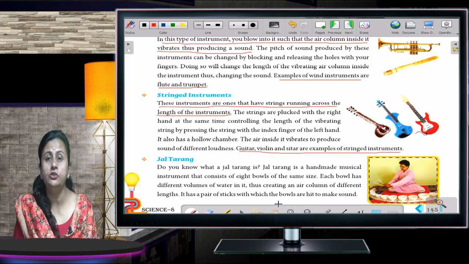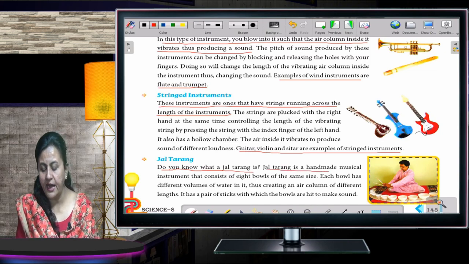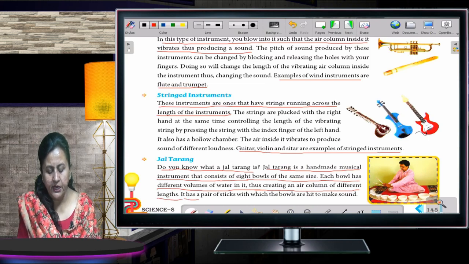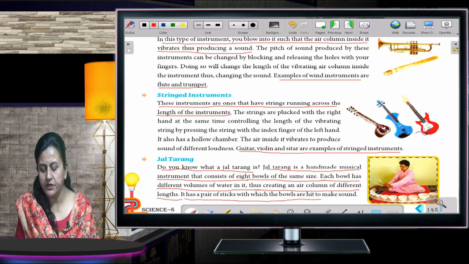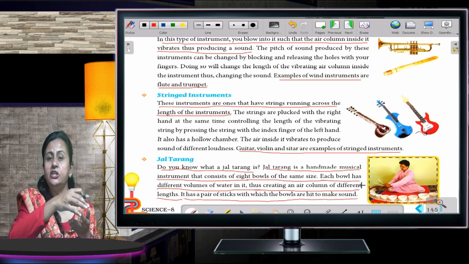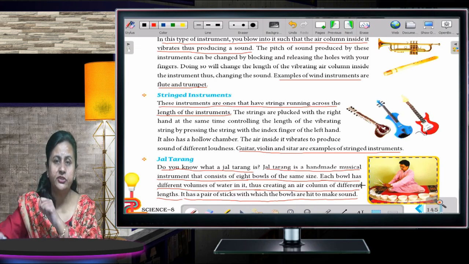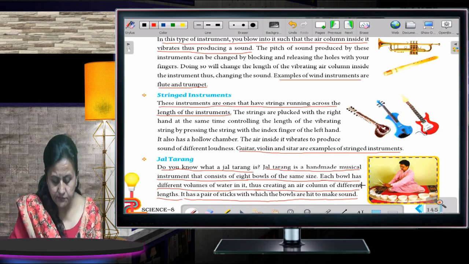Now I'll talk about Jal Tarang. Do you know what Jal Tarang is? Jal Tarang is a handmade musical instrument that consists of 8 bowls of the same size. Each bowl has a different volume of water in it, thus creating an air column of different lengths. It has a pair of sticks with which the bowls are hit to make sound. The 8 bowls are kept, each with a different volume of water, and you start hitting with a stick. That is Jal Tarang.